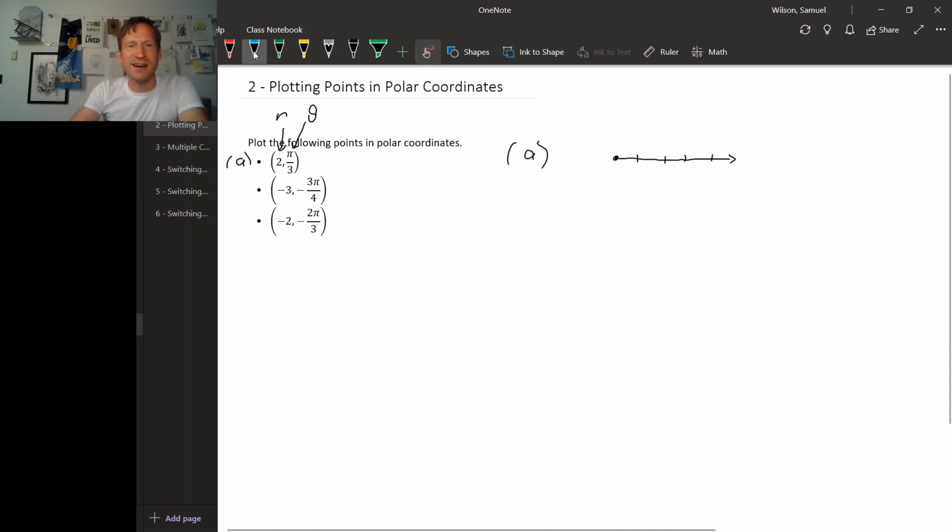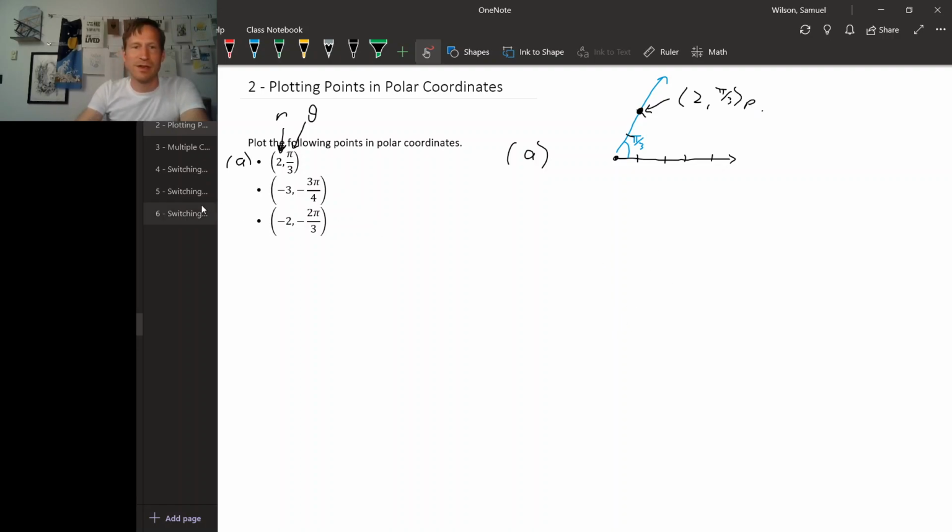So what I do is I take the polar axis and I rotate it to this angle. So that's going to be like this. So there I've made the angle pi over 3 from the polar axis. And then along this direction, I count out as many units as I have for r. So for this one, that's 2 units, which is going to be something like this, 1, 2. And so this point right here is 2, pi over 3 in polar coordinates. Okay, now let's try B.